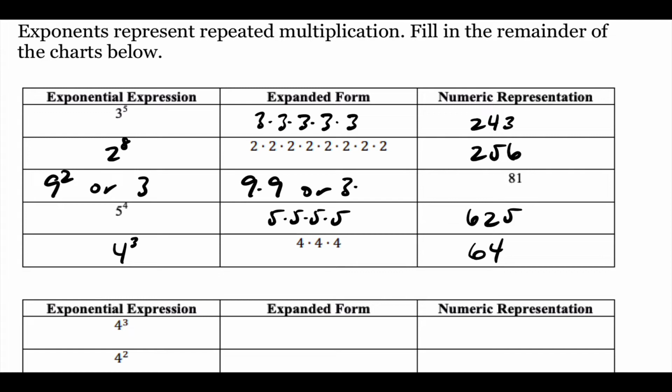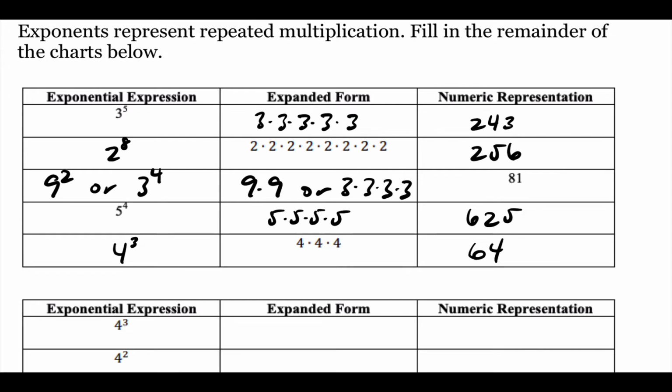3 to the fourth power. Yeah. 3 to the fourth power. That also works. Right? They both work. They both give you 81. So either of those is okay.